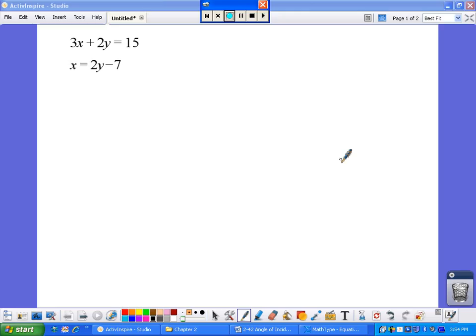I'm working with the handout I gave you, 2-42. You can access it on the web page as you're accessing this. I'm going to go through the first problem and the fourth problem. So here's the first problem.